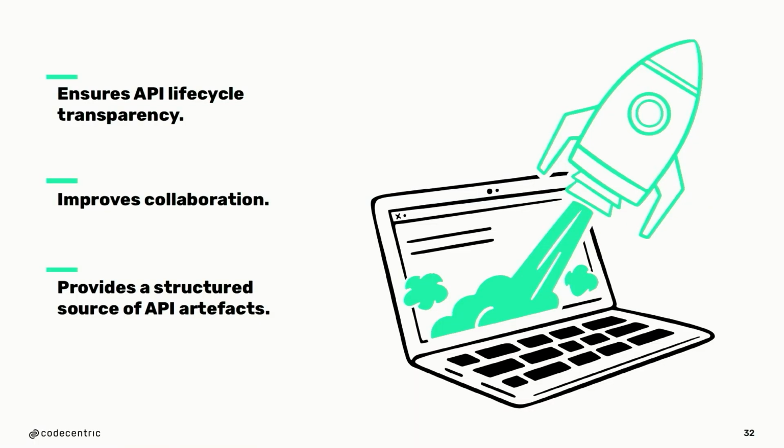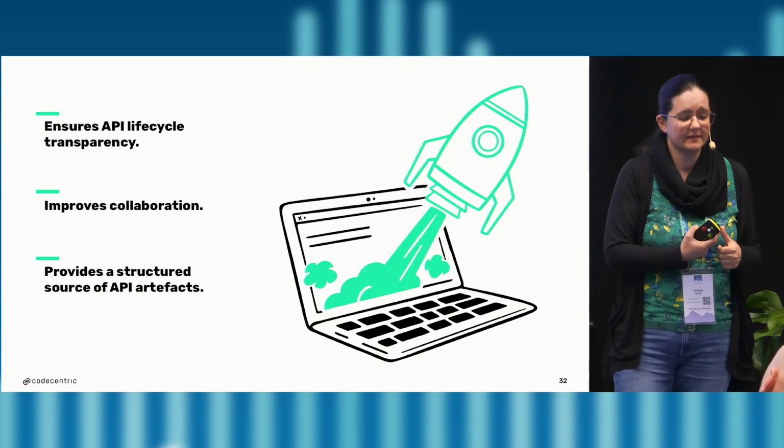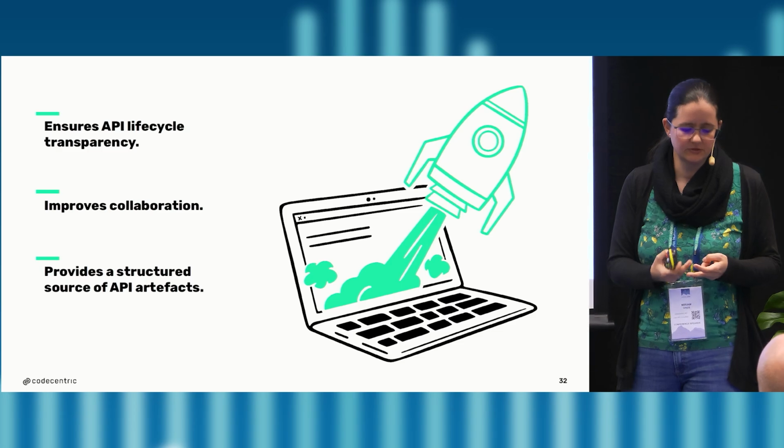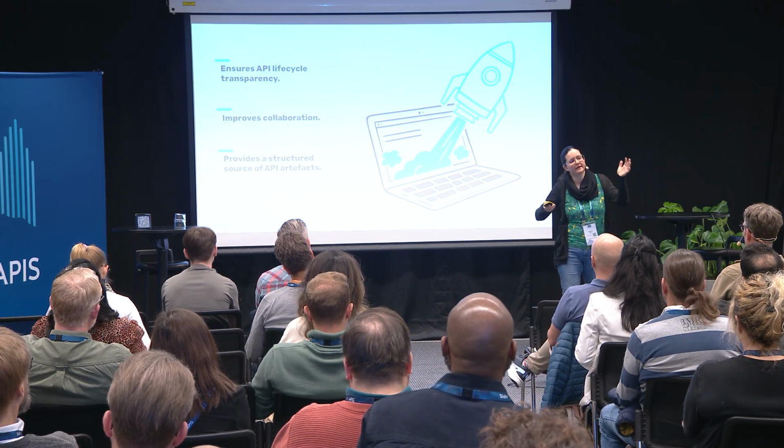So what do we need the registry for? Summary: ensuring the API lifecycle transparency, improving collaboration, and it provides the structured source of API artifacts. So these are the words that fly around in the space.